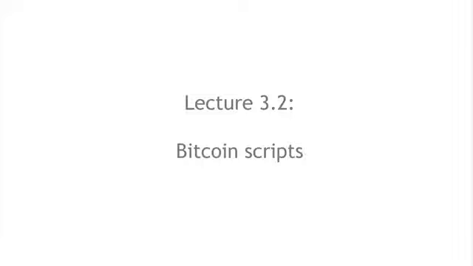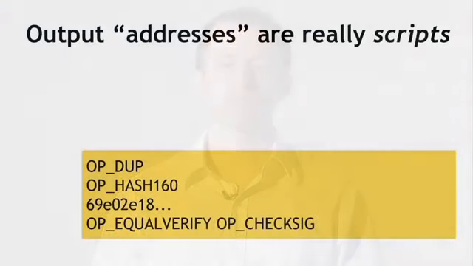Okay, so like we said, each transaction output doesn't just specify a simple public key, it actually specifies a script. What do I mean by that? What is a script, and why do we use scripts? In this section, we're going to talk about what the Bitcoin scripting language is, and why a script is used instead of simply assigning a public key.